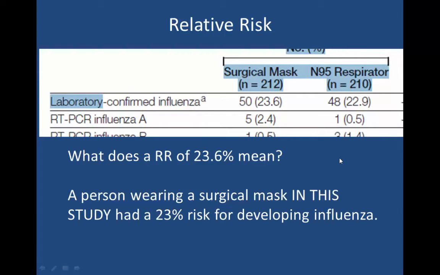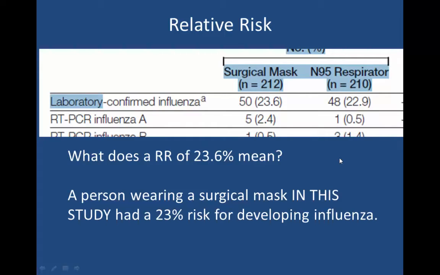So what does a relative risk of 23.6% mean? If I look at the results, there were less people here than there, or excuse me, there's a lower percentage here than there is here. It means that in this case, there was a 23.6% chance of developing laboratory confirmed influenza if I wore a surgical mask. There was a 22.9% risk if I wore an N95 mask.